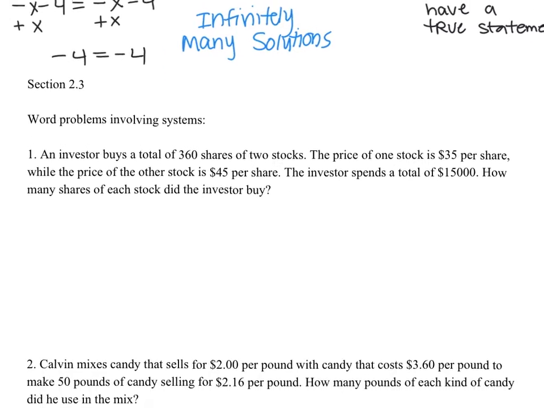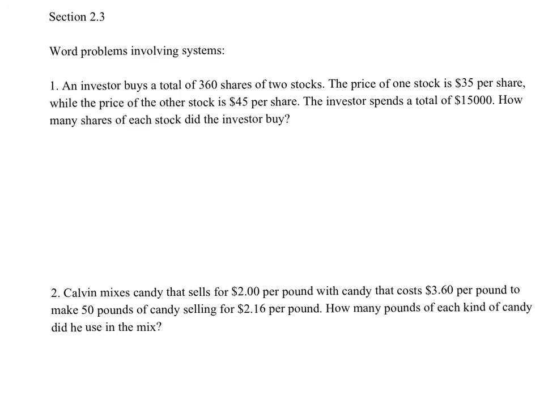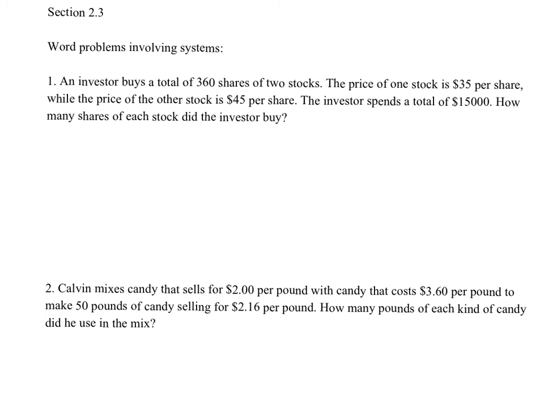So the last thing we did was word problems using systems. That was section 3. So in our first example, we have an investor who buys a total of 360 shares of 2 stocks. The price of one stock is $35 per share, while the price of the other stock is $45 per share. The investor spends a total of $15,000. How many shares of each stock did the investor buy?